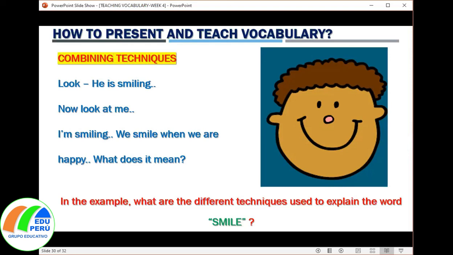What techniques does the teacher use in this activity, in this example? Just one technique? Can you tell me? Combine techniques. Yeah, but what techniques? Different techniques. Yeah, but what are the techniques? This is a simple activity. Notice, this is a simple task, but the teacher is using different techniques in this activity, in this task. What are the techniques?